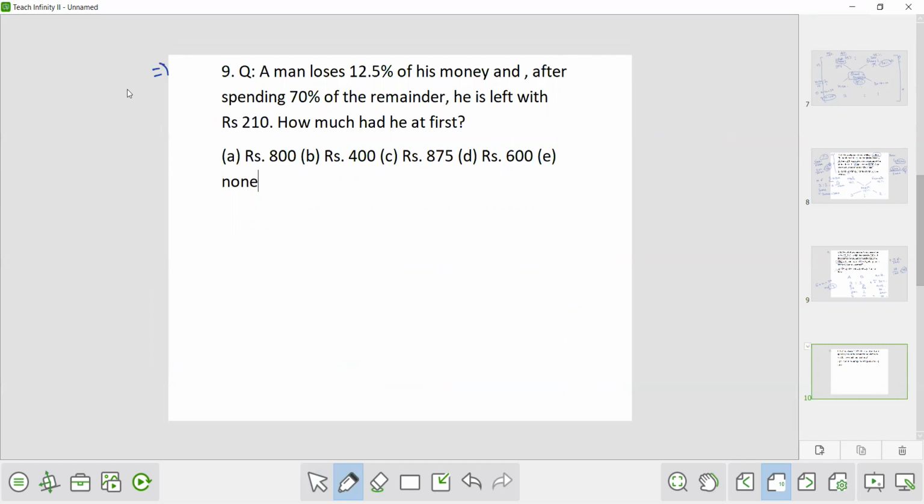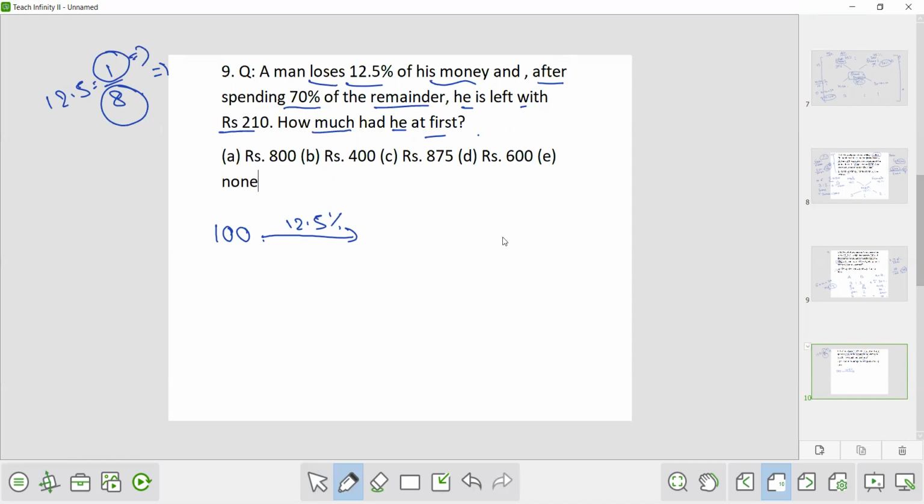Now the next question, question number 9. A man loses 12.5% of his money, and after spending 70% of the remainder, he is left with rupees 210. How much had he at first? So initially, let's say the man had 100 rupees. Now he lost 12.5%. I have explained to you that 12.5% is equivalent to 1 by 8. Out of 8 parts, 12.5% is 1 part. So initially, let's say the man has 8. He lost 12.5%, which means he lost 1. So the remainder is 7.